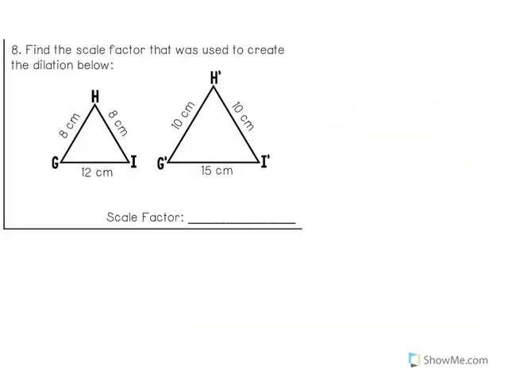This time, I'm asked to find the scale factor. But the first thing I need to figure out is what is my image and what is my pre-image. What I start with, my pre-image, is the one without the apostrophe. And I'll always shade it just so I can keep track of it. I notice I'm going from 8 to 10 and 12 to 15. So I know I'm going to have an enlargement. So my scale factor should be greater than 1.